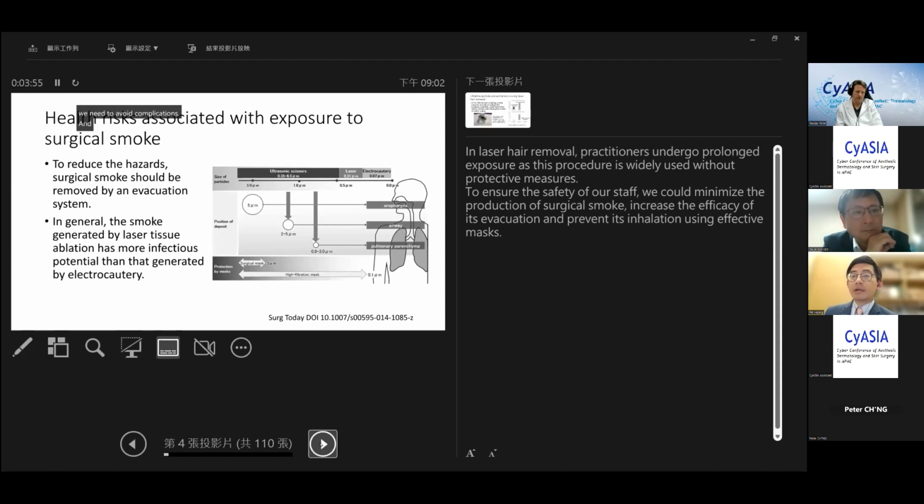In laser hair removal, the practitioner undergoes prolonged exposure, widely without any protective measure. To ensure safety, we should minimize the production of surgical smoke, increase the efficacy of its evacuation, and prevent its inhalation by using effective masks.